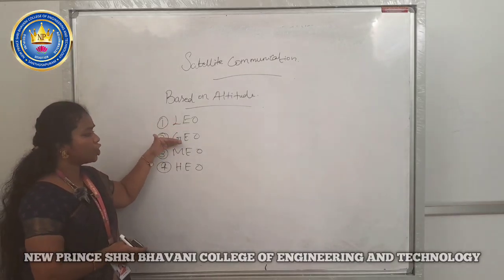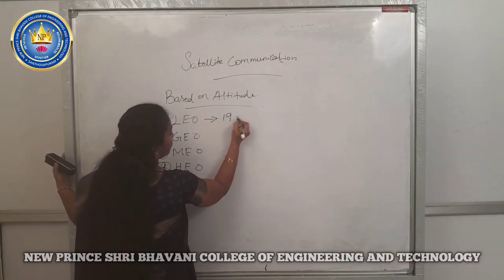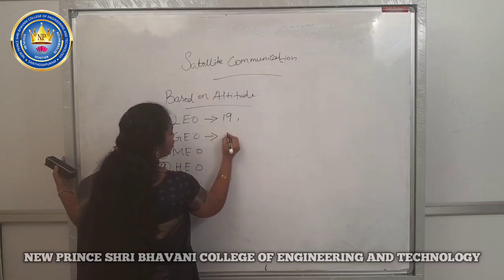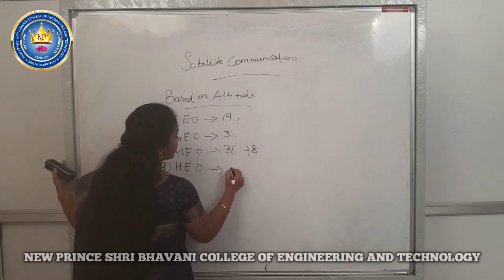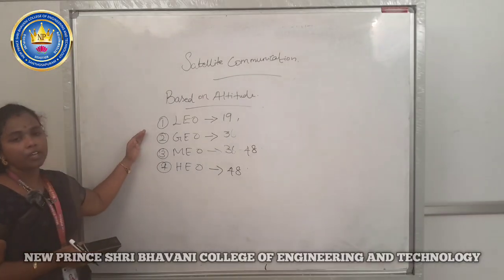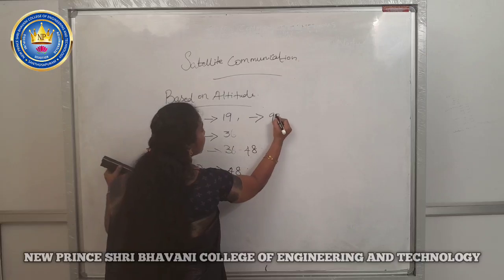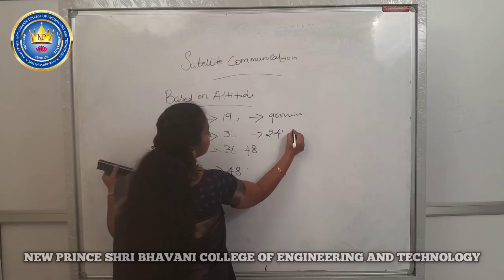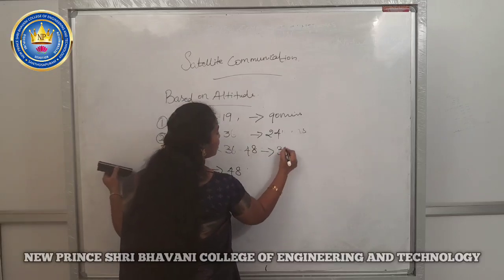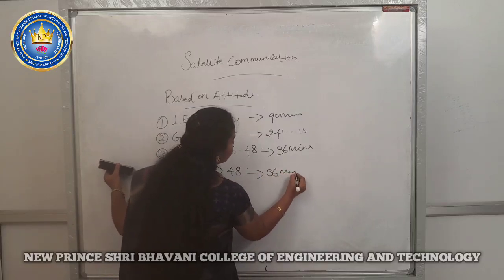Based on that, LEO, GEO, MEO and HEO have different altitude ranges, and they also have rotational speeds in minutes and seconds. It takes about 90 minutes to rotate, then 24 minutes, then 36 minutes, and it also takes 36 minutes to rotate.